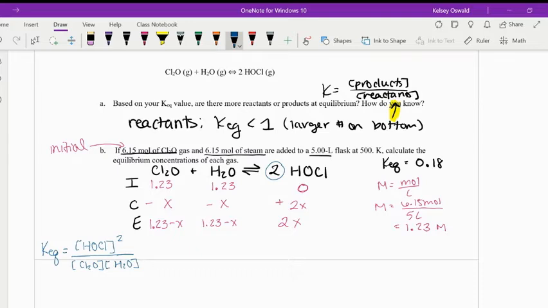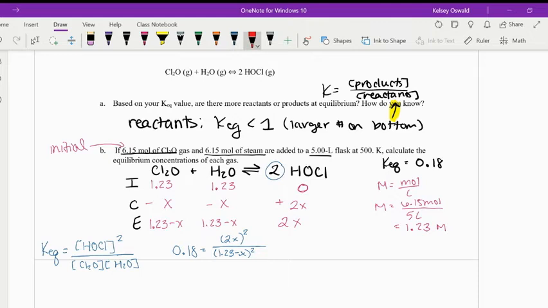All right, so here we'll plug in what we know. We know at equilibrium, our K value is 0.18. We know at equilibrium, our concentration of HOCl is 2x. Make sure you guys square that as well, since we still have that coefficient. And then we'll divide that by our concentration of our reactants at equilibrium. Since they're both the same, I'm going to make that easy on myself and just make it 1.23 minus x squared. Once we're here, the algebra is done. Or sorry, the chemistry is done. Now it is just algebra.